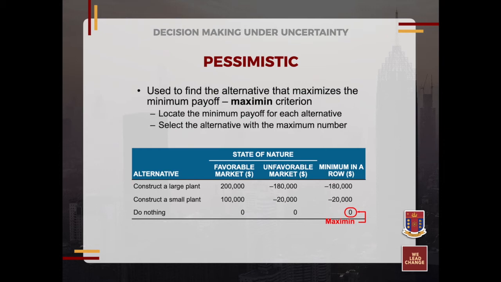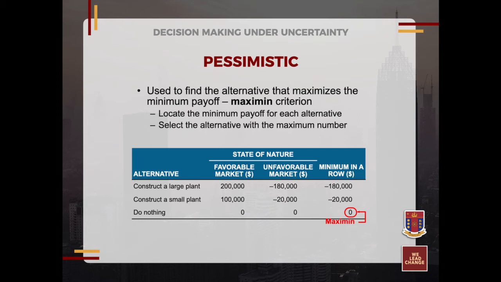All right, so we follow the same flow as earlier. We'll look at each of the alternatives. Let's start with construct a large plant. Between 200,000 and negative 180,000, which would be the minimum number? So we get negative $180,000, and we put it on the right side of the table under the label minimum in a row. Next alternative, construct a small plant, and we are working on two values.